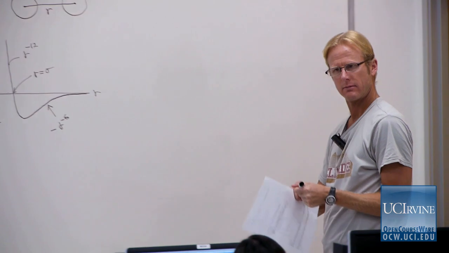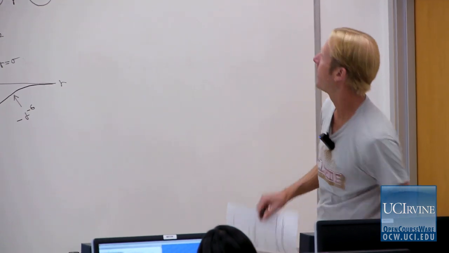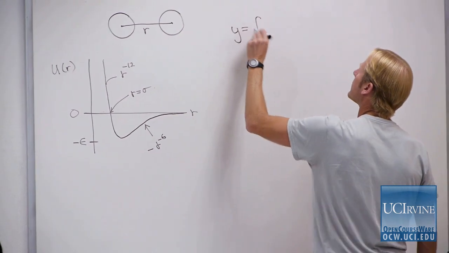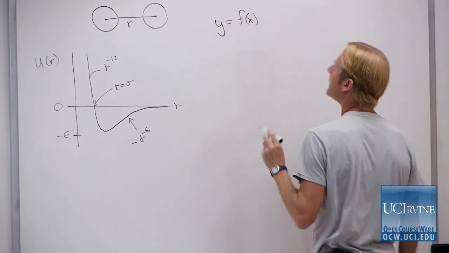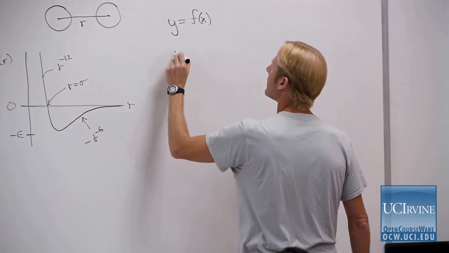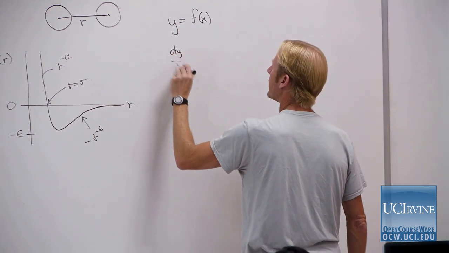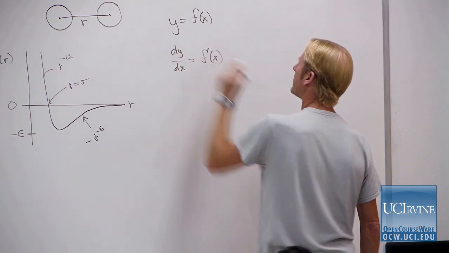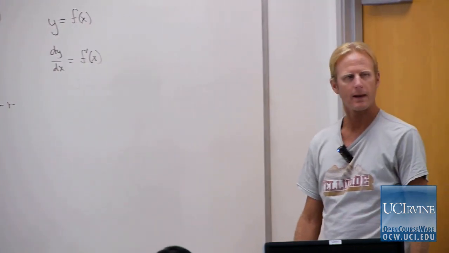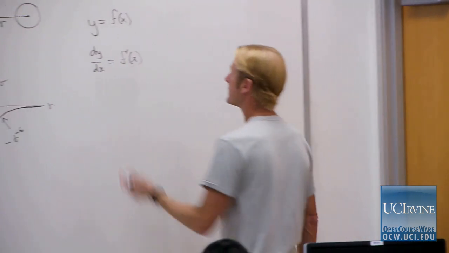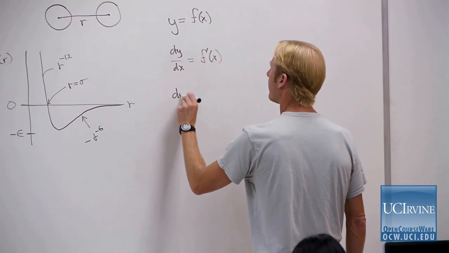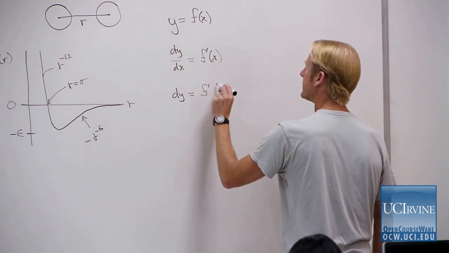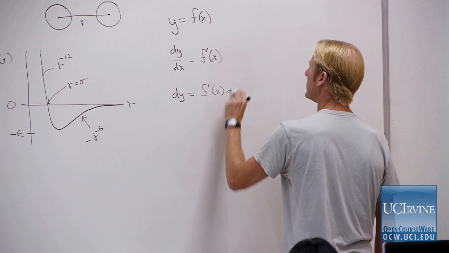Okay, so what we've done already is differentiation. So if we have a function y equals f of x, then we can define the derivative dy by dx equals f prime of x. Okay? And the next step we can do is we could say dy is equal to f prime of x dx.